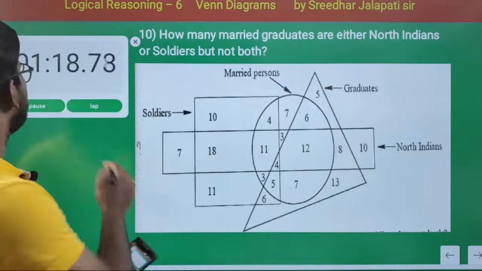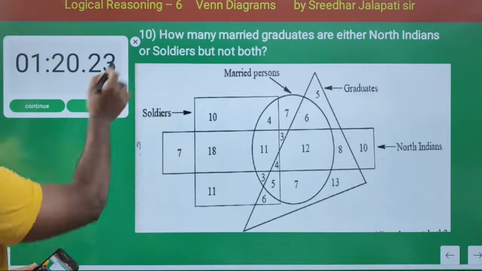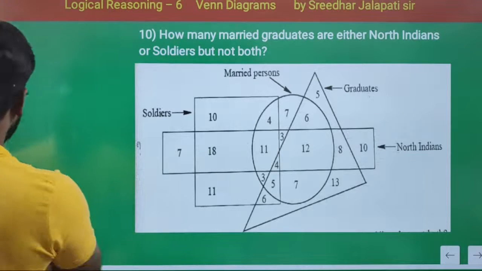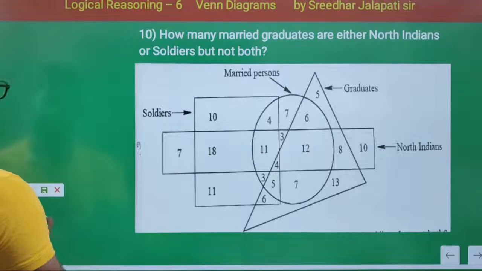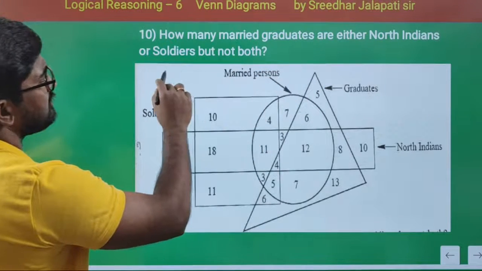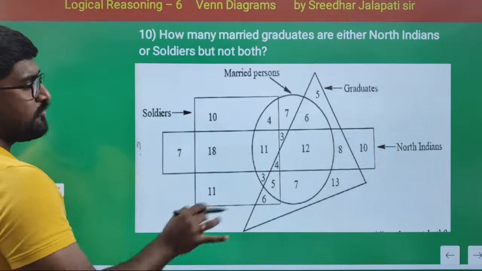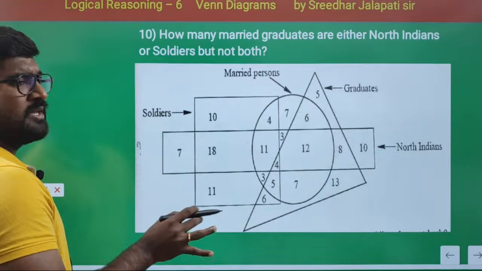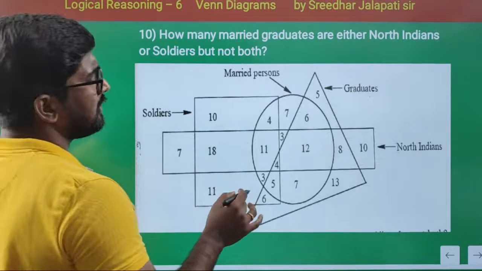Okay, here is the answer for the question. The question says, how many married graduates are either North Indians or soldiers but not both? First of all, it's a 4-variable Venn diagram, so you need to be very careful. You can't be in a hurry to answer the question.